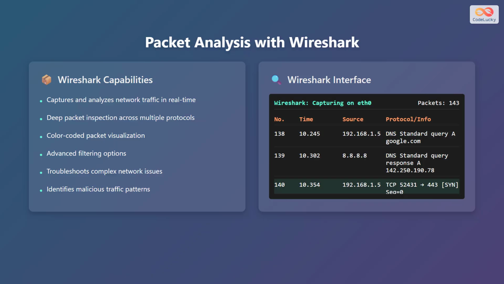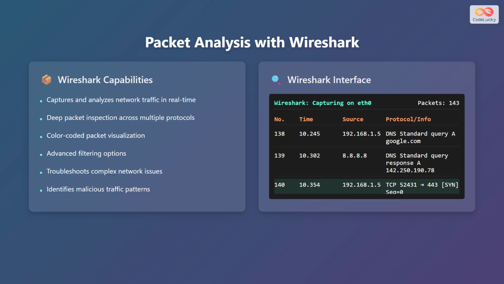Packet 140 at time 10.354 has a source IP address of 192.168.5, using Transmission Control Protocol 52431-443. It synchronizes sequence equals 0. Packet 141 at time 10.402 has a source IP address of 142.250.190.78, using Transmission Control Protocol 443-52431. It synchronizes acknowledgement, sequence equals 0, acknowledge equals 1.